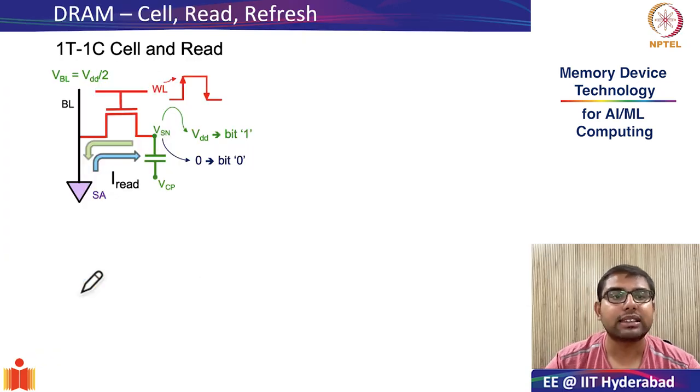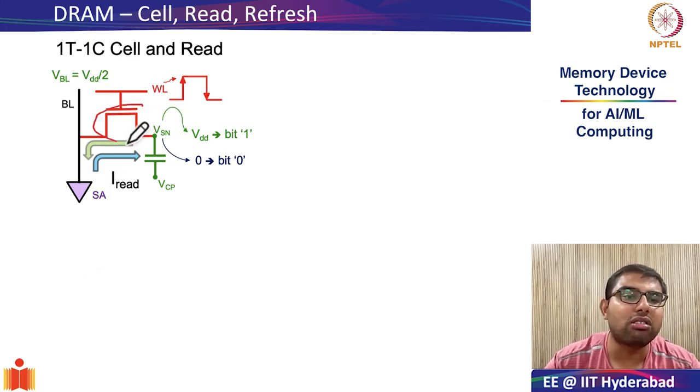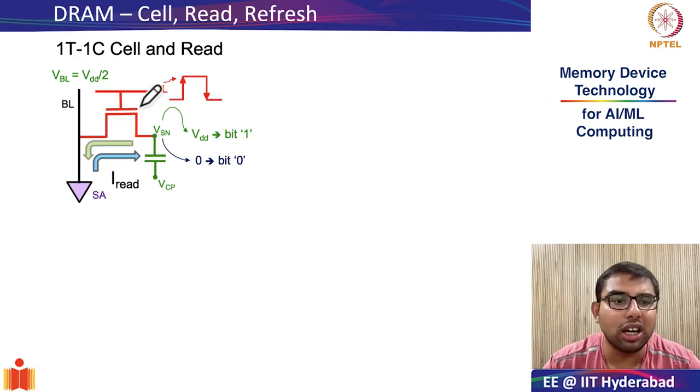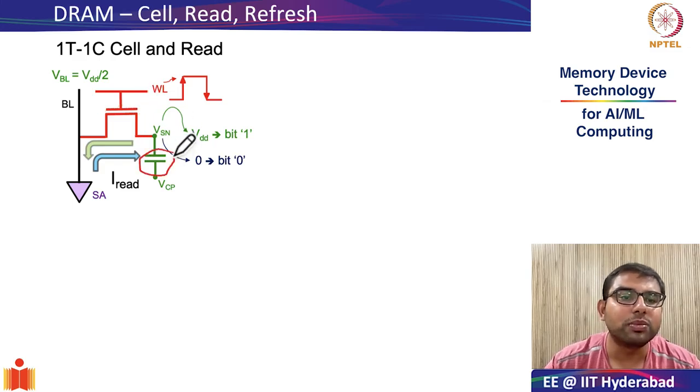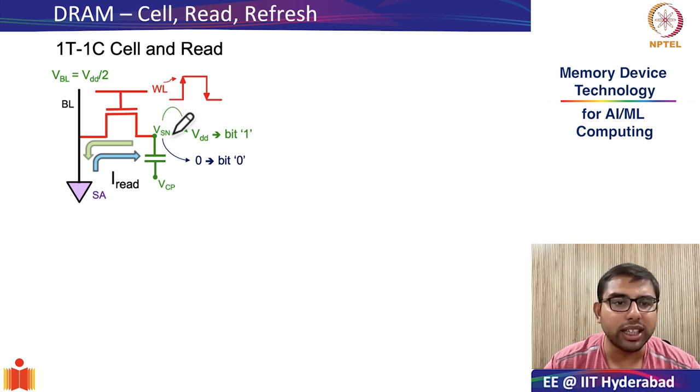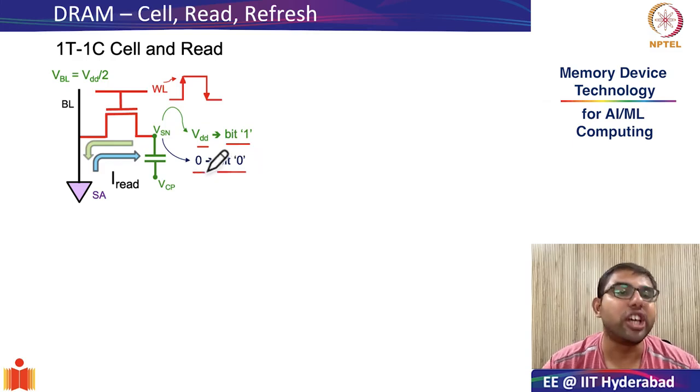Okay, next we started looking at the DRAM cell architecture. The DRAM cell architecture is very simple. It consists of one transistor, which is your access transistor, and one capacitor. And the storage node is the most important functional element here, which either stores bit 1 by storing VDD, or it stores bit 0 by storing 0 voltage.